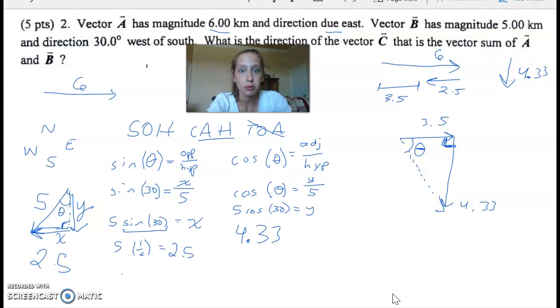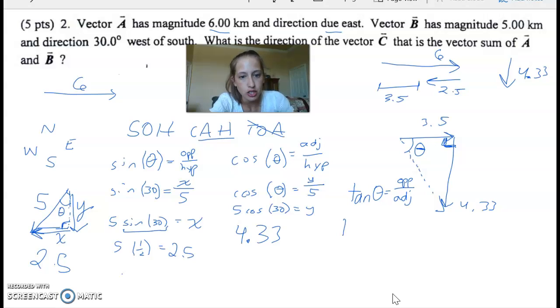Okay, 4.33. So we want the angle. Do we get to use tangent? I think we do. Tangent of theta is opposite over adjacent. If you're like, I don't like tangent, it makes me uncomfortable, you don't have to. You can use Pythagorean to find the hypotenuse, then use sine or cosine. That's an extra step, and I am all about skipping those.